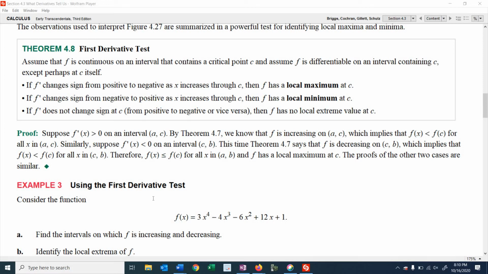Hello again. In this video, we're going to talk about how we find local maxima and local minima using what is known as the first derivative test. Okay, so here's what the first derivative test says.